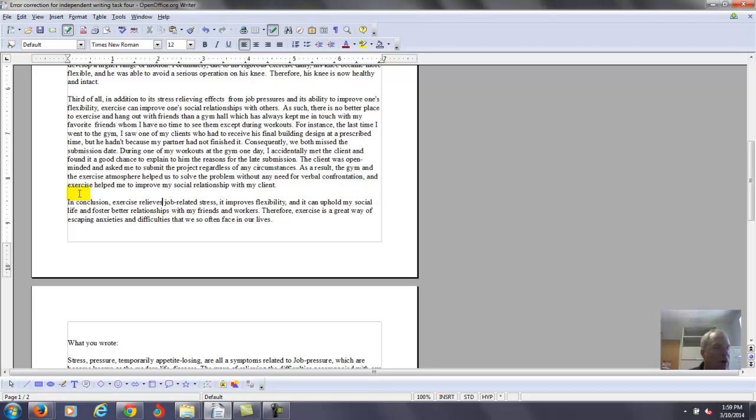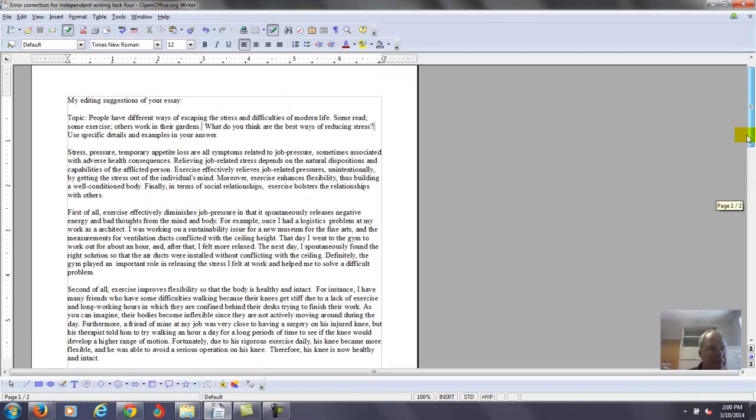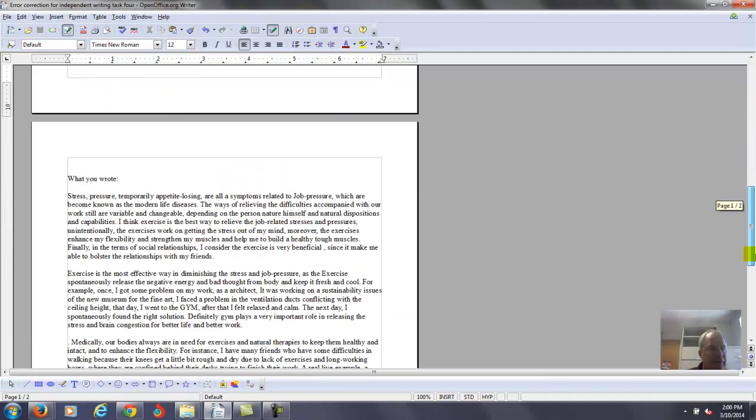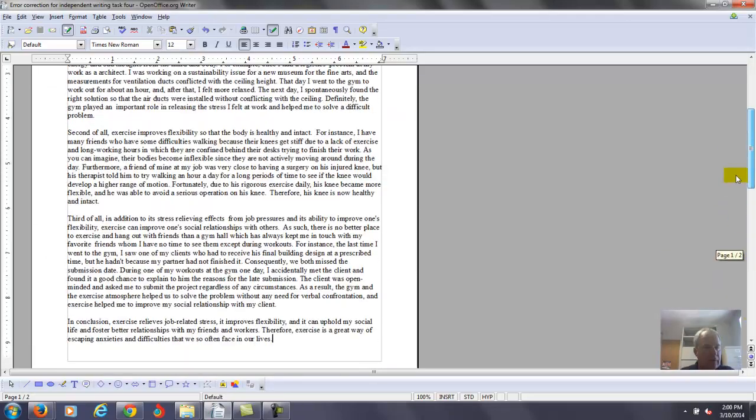I think we got it. Now here's what I wrote. Actually, this is what you wrote, and here are my editing suggestions to what you wrote. Now, in terms of some things that you want to work on, I'm going to write down some words here. Sentence formation issues. This has come up several times in this.